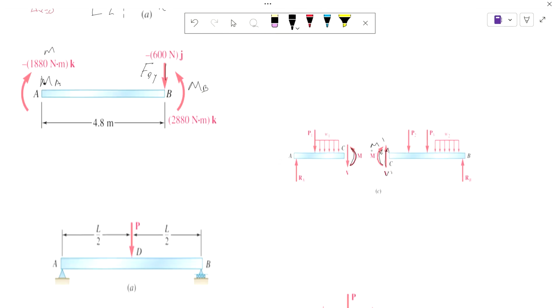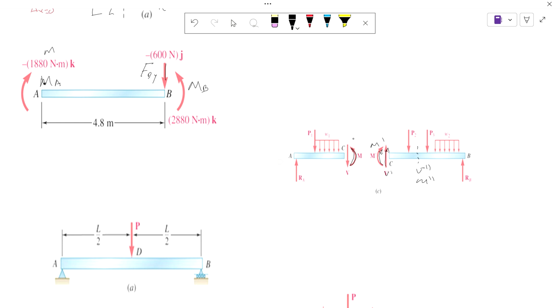You start cutting as many times as you want. So for instance, if you do another cut here, you have a V prime prime, which is different than V and V prime. You have a moment prime prime, etc. So depending on where you cut, you get a value. And that is intuitive because the deformation of the beam is different, is not uniform.